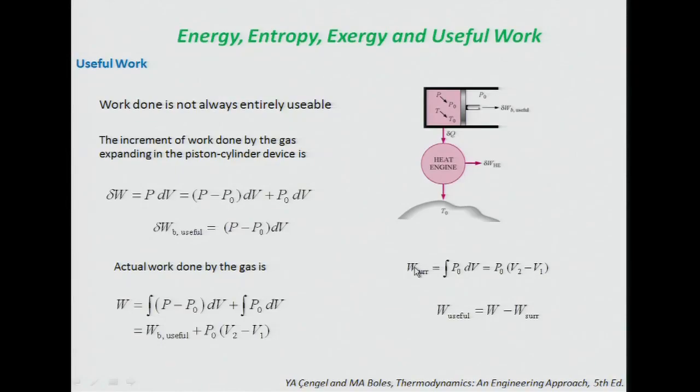The work that's done on the surroundings is simply, this is a constant pressure, so it's just the pressure difference here times the volume change, right? So useful work is just the difference between the total work done by that piston and the work done by the piston on the surroundings. So we could, if we like, just write it out this way.